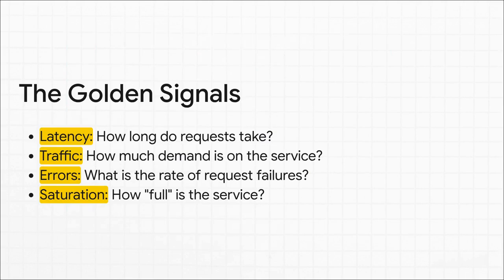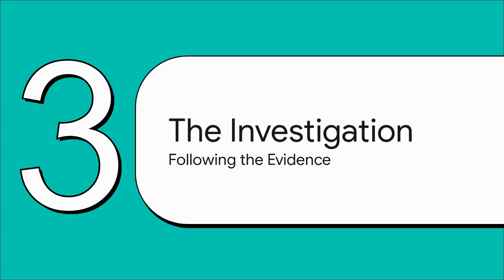And the very first clues the mesh hands us are these, the golden signals. Think of these like the vital signs for your entire system. Is something feeling slow? Check latency. Is a service totally overwhelmed? Look at traffic and saturation. Is stuff just failing? Check the error rate. These high-level signs are a starting point. They tell us where to even begin looking in this giant haystack. All right, we've got our toolkit, we have our first set of clues from the golden signals. So let's put on our detective hats, let's get back to our slow API problem, and start following the evidence.